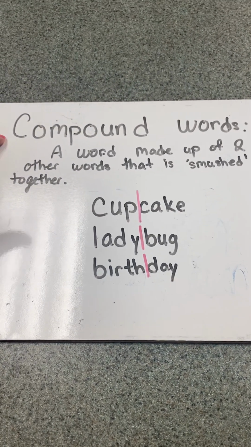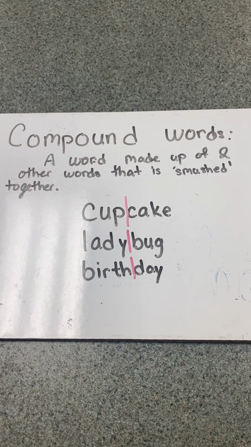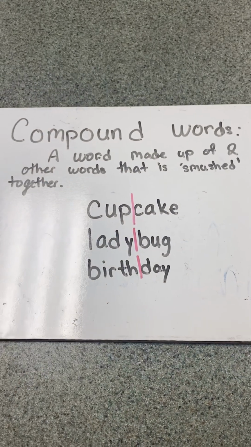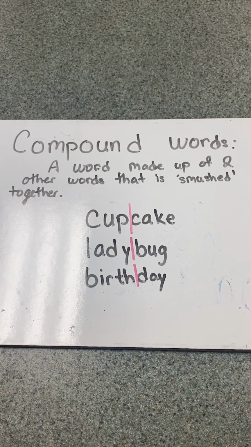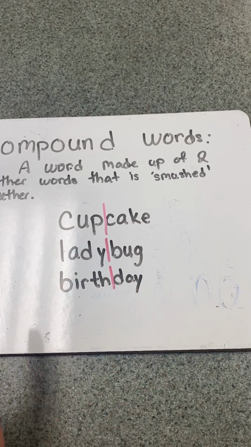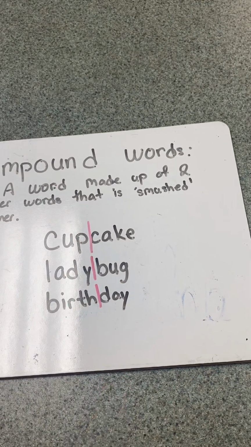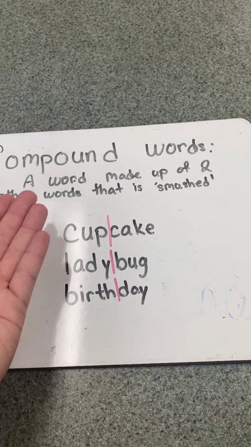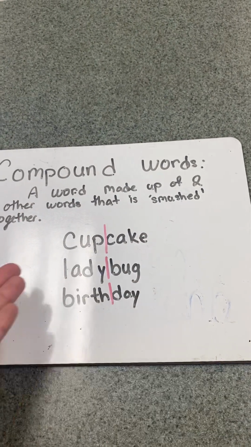students. So a compound word, we would talk about how it is a word that is made up of two other special words that we smash together, and that when we smash it together, it creates a brand new word. And the cool thing about compound words is that when we read them and see them, we could see actually that there are the two separate words that we could just split right through. So the word cup and cake makes cupcake, and lady and bug makes ladybug.